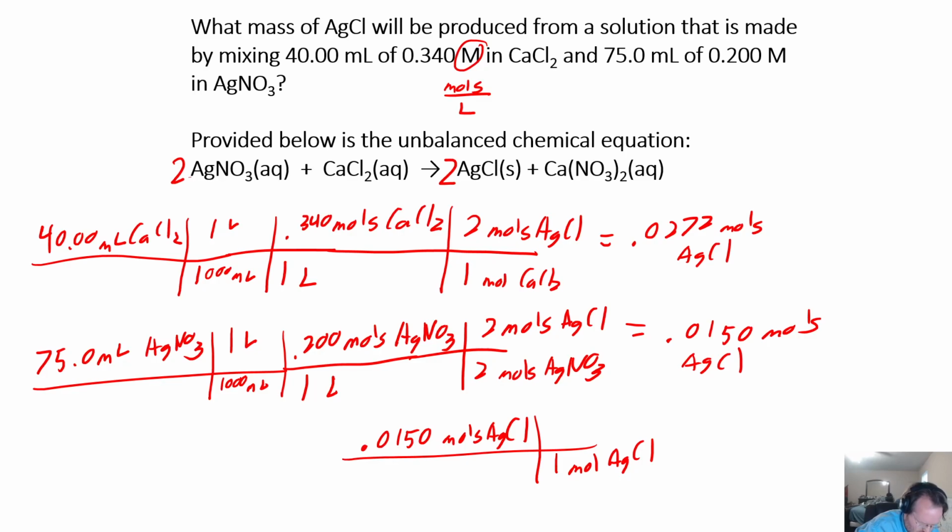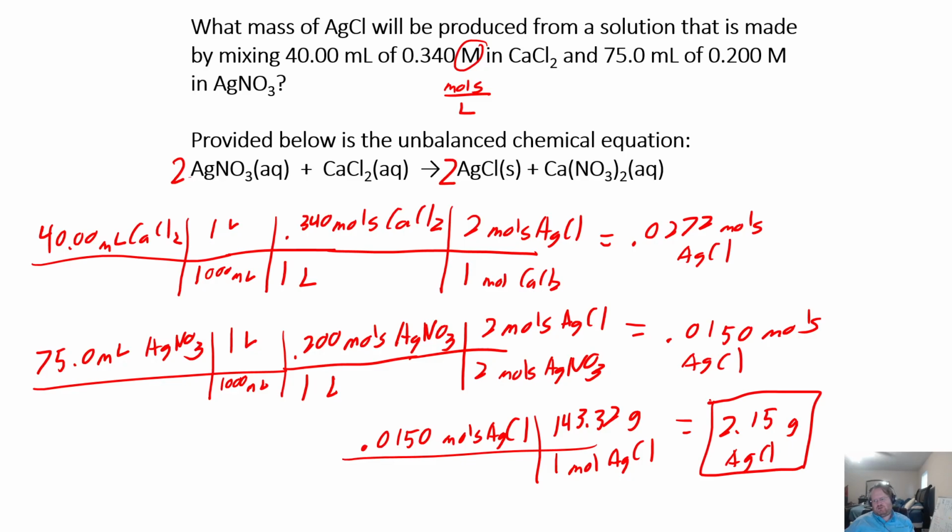107.87. So it has a molar mass of 143.32 grams per mole. And so we multiply that times our 0.015, and we get 2.15 grams of silver chloride. So this is how much silver chloride we could make if we combine these two solutions.